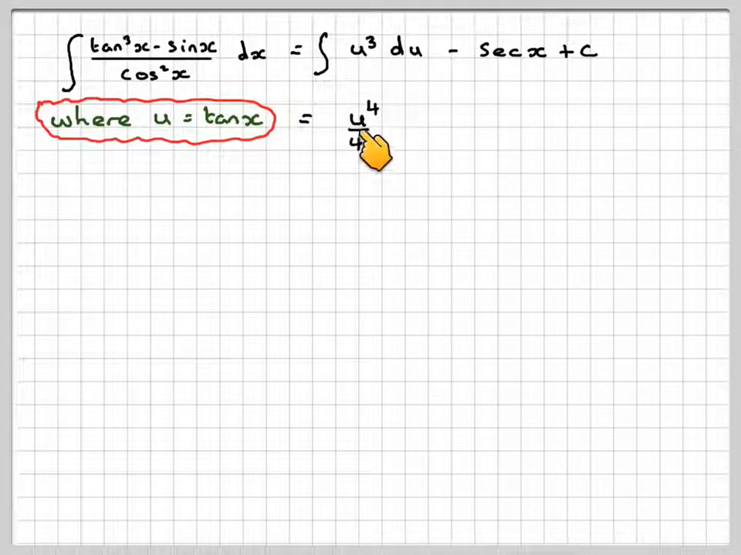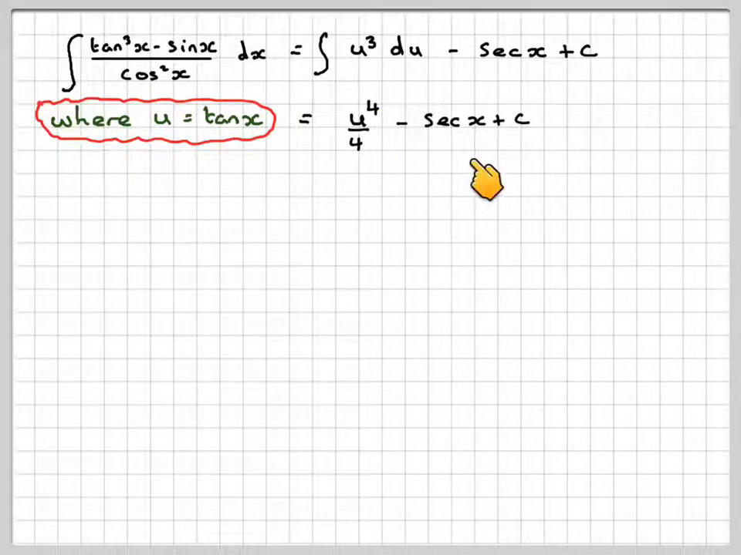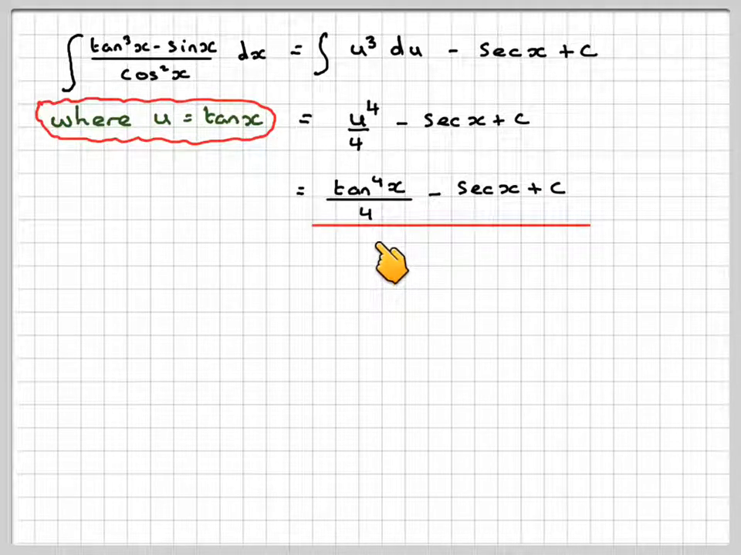So that becomes u to the 4 over 4 minus sec x plus c. Now u was my substitution, so I'll replace that with tan x. So the final answer will be tan to the power of 4 x over 4 minus sec x plus c. So this has been a video to show you how to integrate a mixture of the three basic trig functions. I hope you've understood, and I thank you very much for watching.